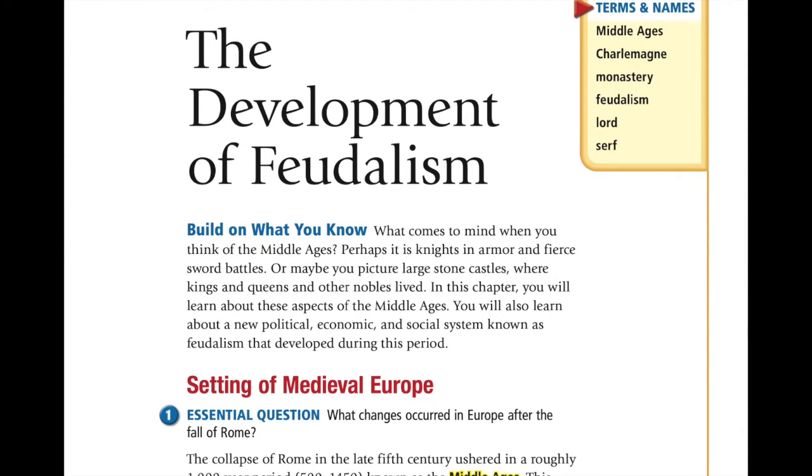The development of feudalism. Build on what you know. What comes to mind when you think of the Middle Ages? Perhaps it is knights in armor and fierce sword battles, or maybe you picture large stone castles where kings and queens and other nobles lived. In this chapter, you will learn about these aspects of the Middle Ages. You will also learn about a new political, economic, and social system known as feudalism that developed during this period.